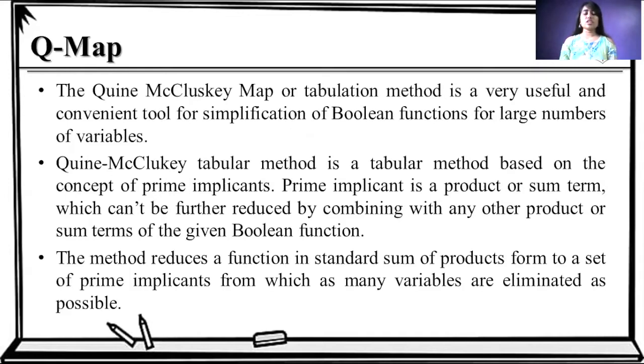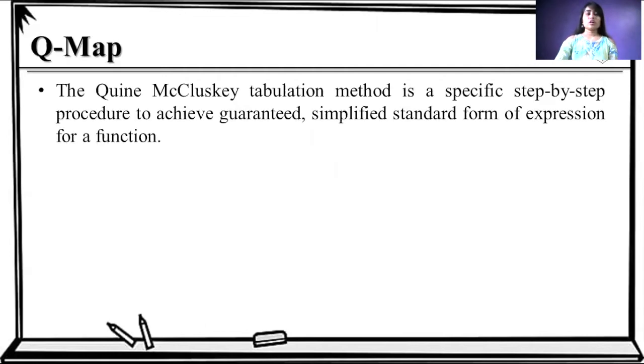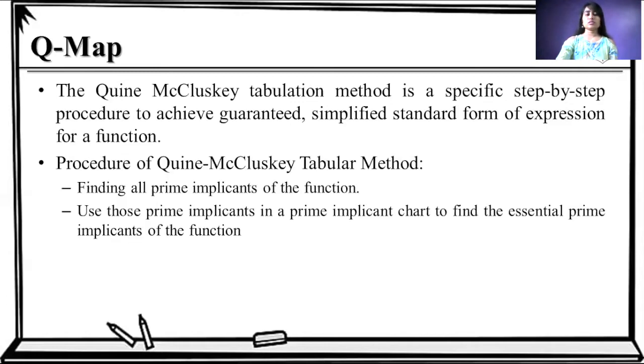The method reduces a function in standard sum of product form to a set of prime implicants from which as many variables are eliminated as possible. The Quine-McCluskey tabulation method is a specific step-by-step procedure to achieve a guaranteed simplified standard form of expression for a function. Here we have a procedure to follow for the Quine-McCluskey tabular method.